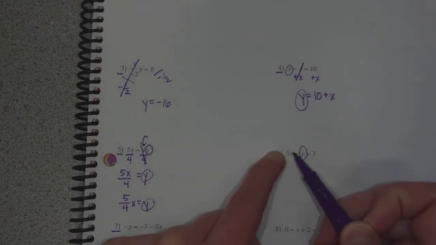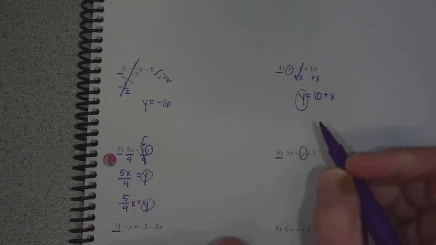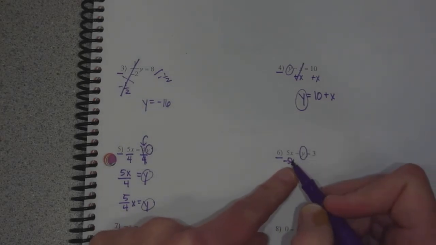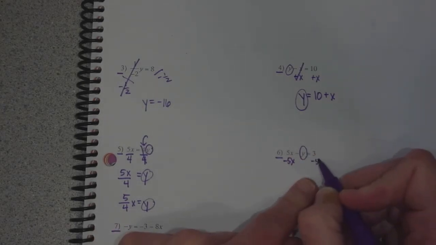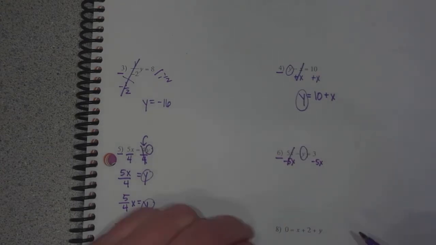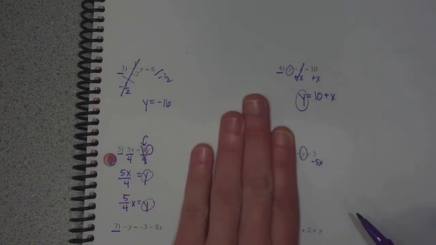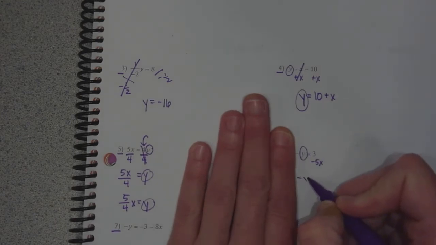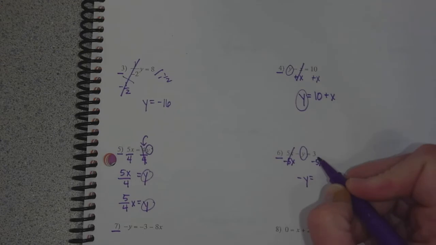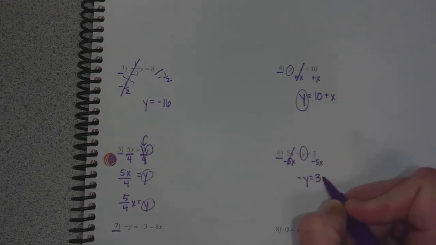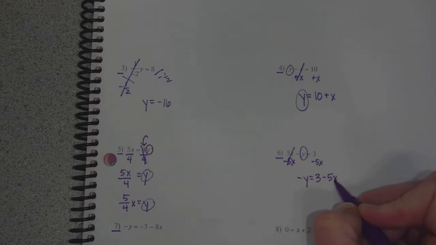If it's a positive 5x, we're going to get rid of it by subtracting 5x. So subtract 5x from this side, and then whatever you do to one side, you've got to do to the other. So do that, and then these go away. Now I bring down what's left. What is left over here? We've got a negative and a y, not just a y. So we've got negative y equals, and now these, they're not like terms, you can't combine them. So you're just going to write them as 3 minus 5x.